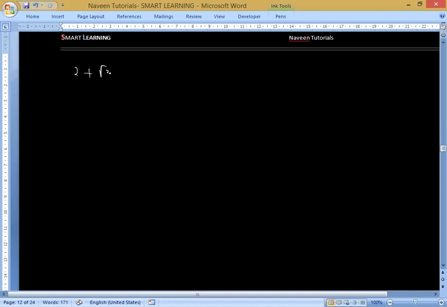One more question. (2 plus root 3) whole square. Again, this is in the form of (a plus b) whole square, which is nothing but a square plus b square plus 2ab.